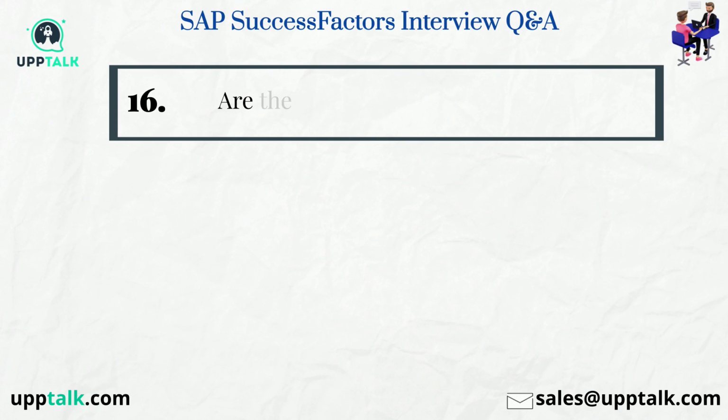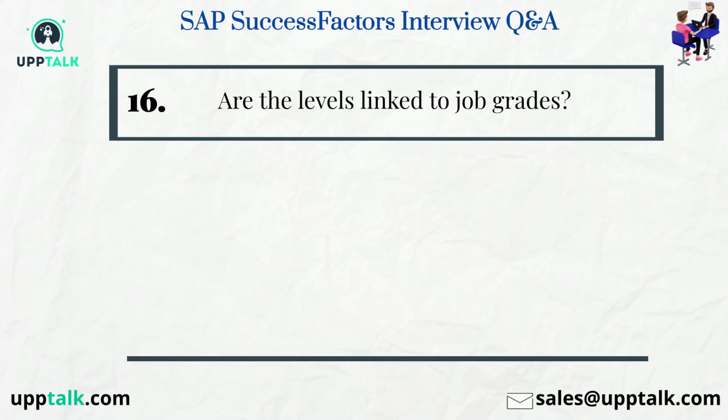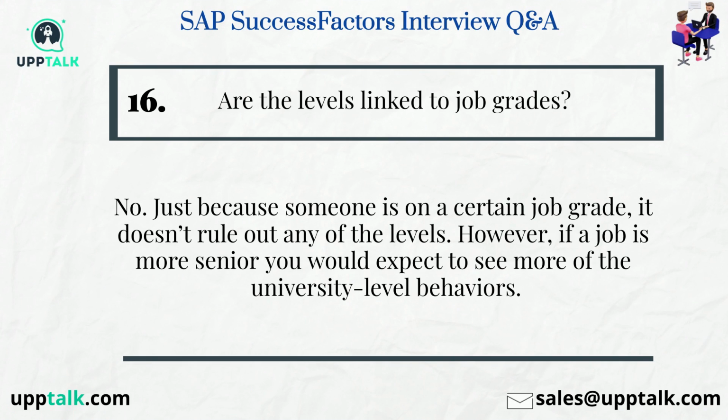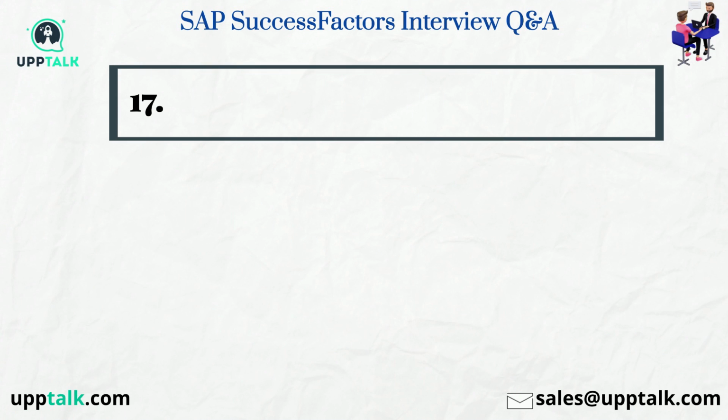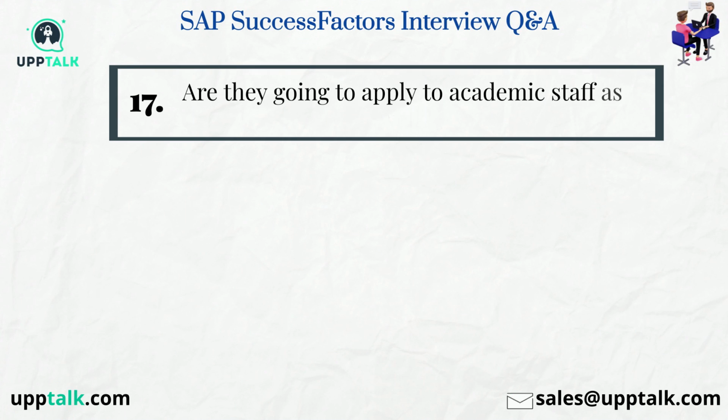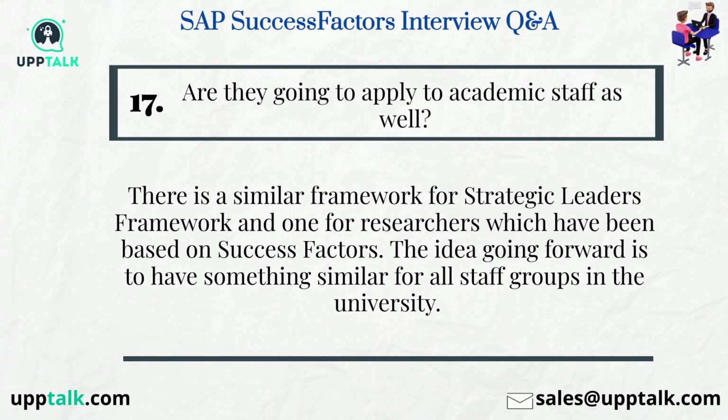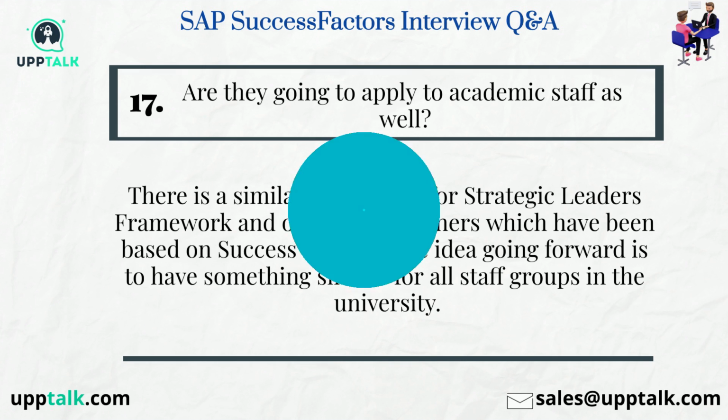16th question. Are the levels linked to job grades? No. Just because someone is on a certain job grade, it doesn't rule out any of the levels. However, if a job is more senior, you would expect to see more of the university level behaviors. 17th question. Are they going to apply to academic staff as well? There is a similar framework for strategic leaders and one for researchers which have been based on success factors. The idea going forward is to have something similar for all staff groups in the university.